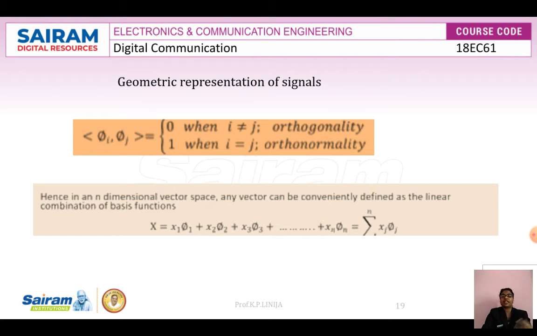So, in an n-dimensional vector space, any vector can be conveniently defined as a linear combination of basis functions. According to this condition, in two-dimensional space, we can write the vector x in terms of basis functions as x equals x1 into phi 1 plus x2 into phi 2 up to xn into phi n, which can be abbreviated as the summation over j from 1 to n of xj into phi j.